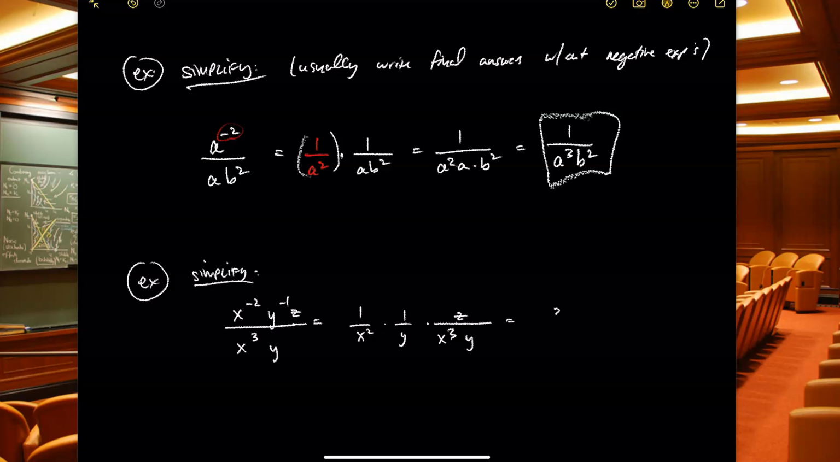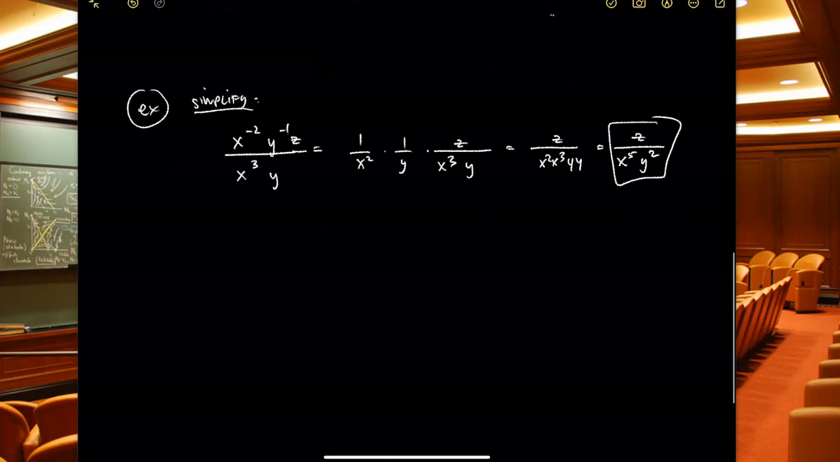And then we can regroup, right? X squared, x cubed, y times y, x to the fifth, y squared. Okay, so not too bad. Now, what can be a bit of a challenge or an initial shock is if you see a negative exponent in the denominator, right? What the heck does that mean?